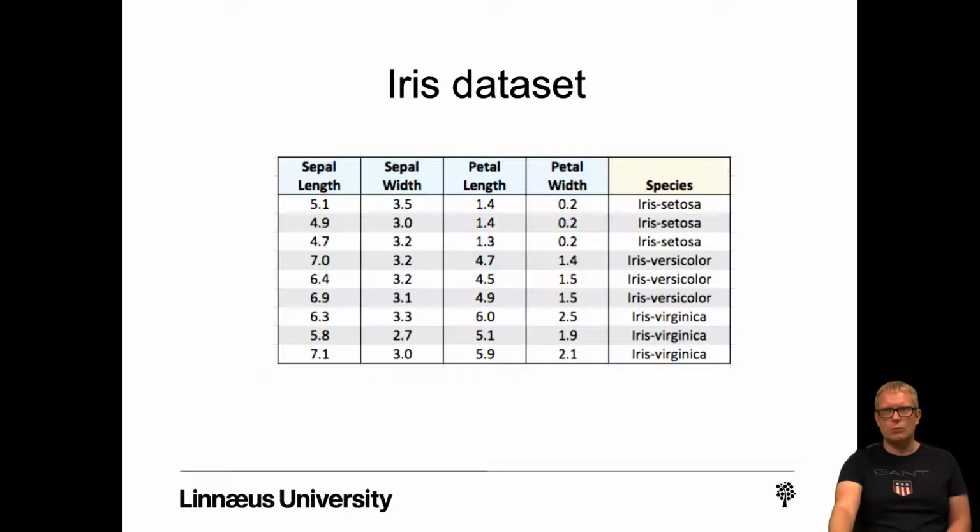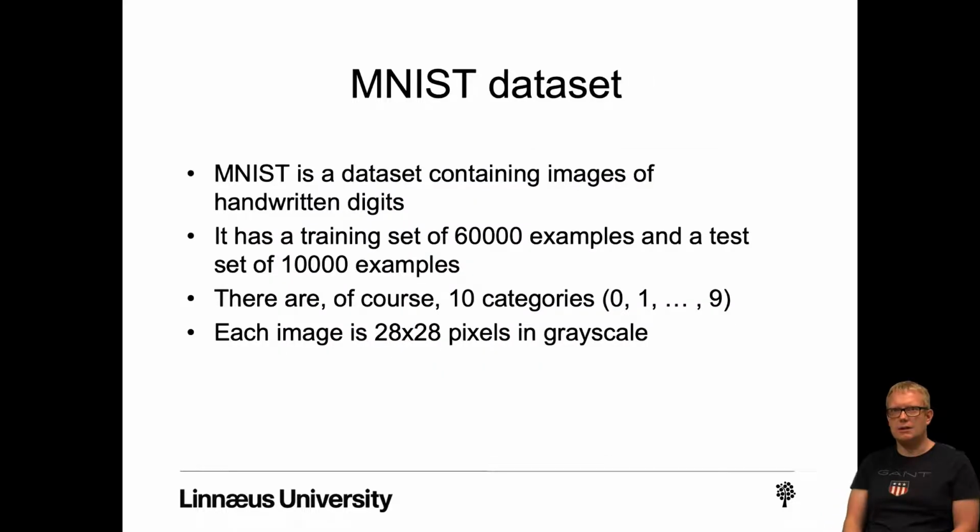A dataset we often call the hello world problem of image recognition is the MNIST dataset. It's a dataset containing images of handwritten digits, so lots of people have written digits 0 to 9 and we have scanned and digitalized them. The dataset has a training set of 60,000 examples and a test set of 10,000 examples. And there are, of course, 10 categories, 0 to 9. And each image is 28 times 28 pixels in grayscale.